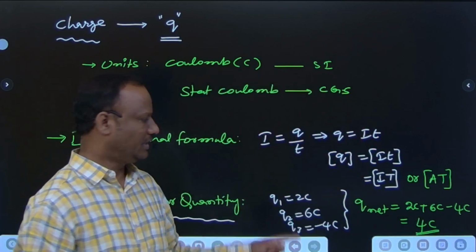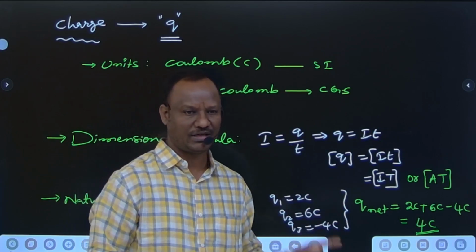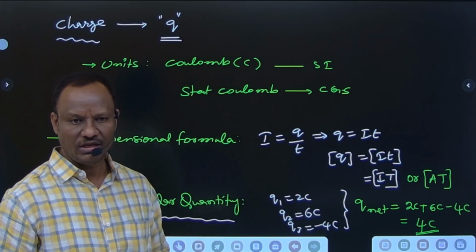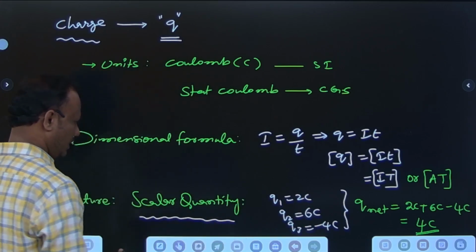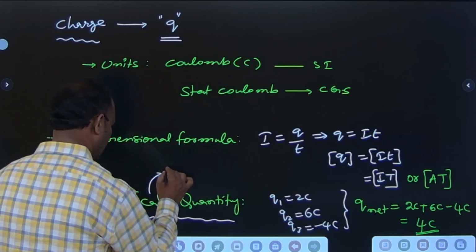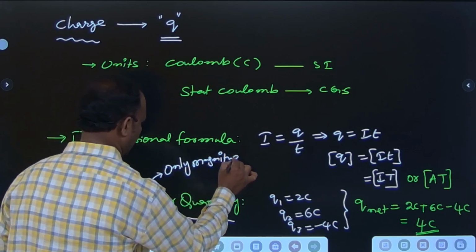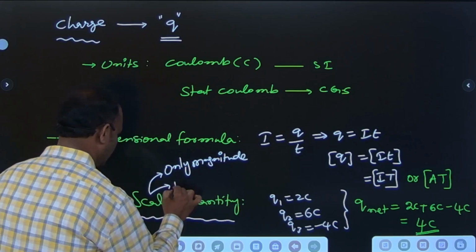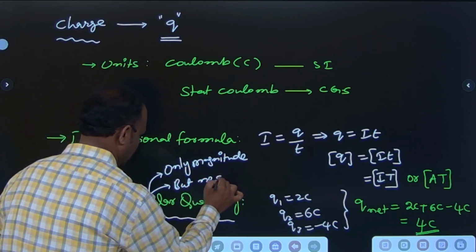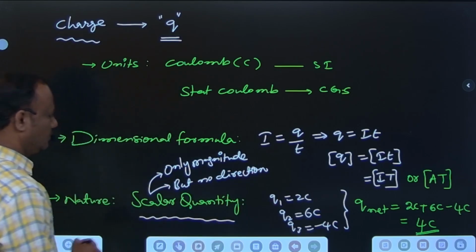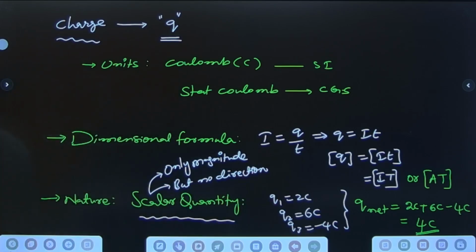Are you following any methods like i cap, j cap and k cap? No, because it's a scalar. Scalar has only magnitude but no direction. So charge is a scalar quantity.